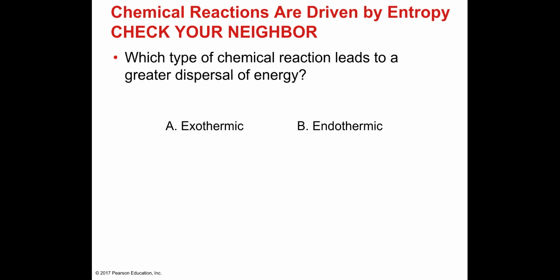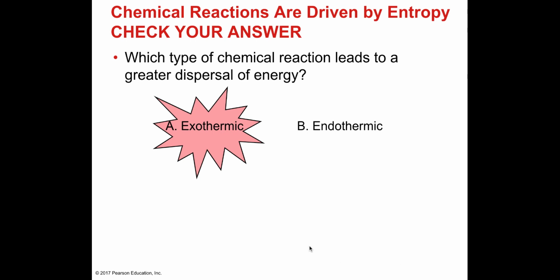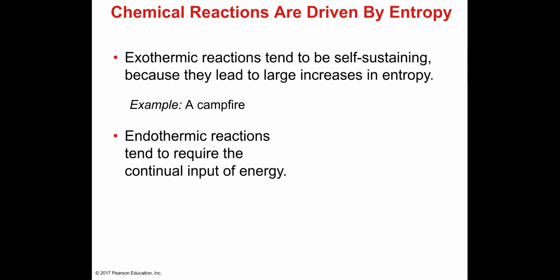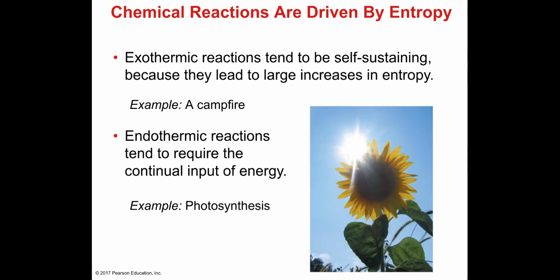Okay. What type of chemical reaction leads to a greater dispersion of energy? Again, we said it's exothermic. Exothermic do what? They release energy. Exothermic reactions actually do release energy. Okay. All right. Exothermic reactions tend to be self-sustaining because they lead to a large increase in entropy. Okay. Endothermic reactions, they tend to require continual input of energy.